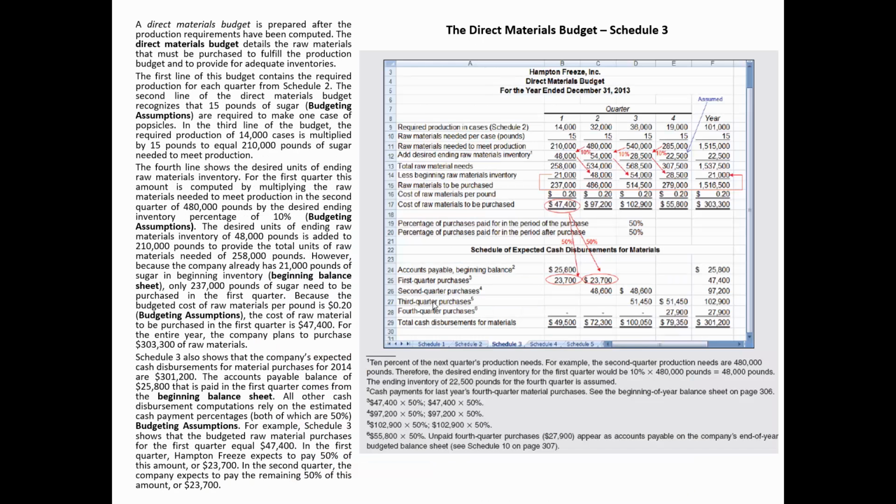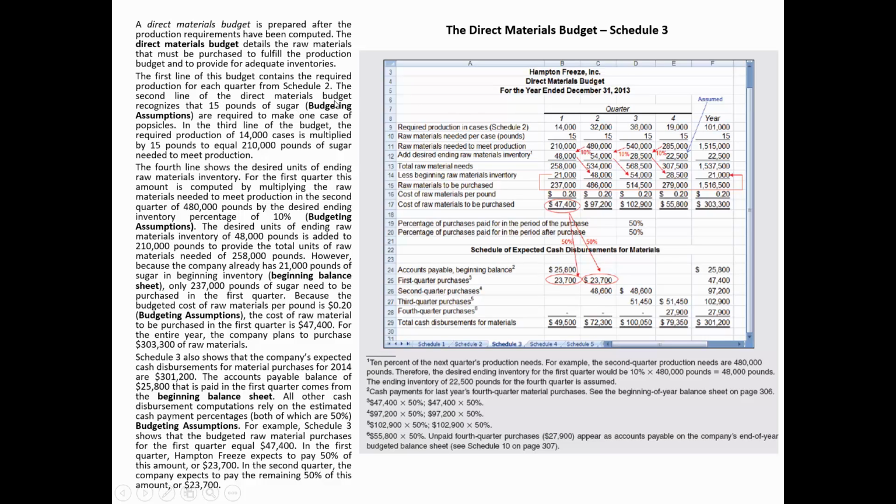Next, we want to produce the direct materials budget. The direct materials budget is prepared after the production budget requirements have been computed. This details the raw material that must be purchased to fulfill the production budget and to provide for adequate inventories. The first line of this budget contains the required production for each quarter from Schedule 2. So you've already gotten all of this together from Schedule 2.